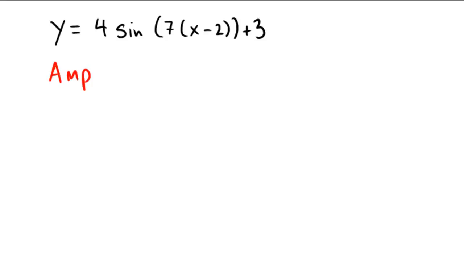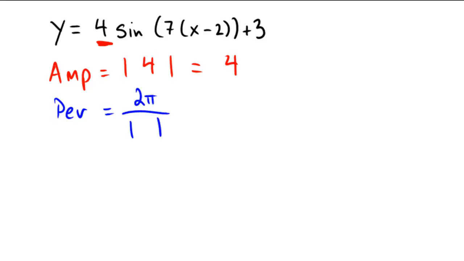Assuming you paused and tried it on your own, the amplitude would be the absolute value of the number in front of the trig function, so the absolute value of 4, which is just 4. The period, on the other hand, is going to be 2 pi divided by the absolute value of the coefficient to the x. If this 7 were expanded through, we'd have a 7x minus a 14, but we don't care about the 14 or the 2 or the 3 even. The coefficient to the x would be 7, so that's the number that goes here, and our period is 2 pi over 7.